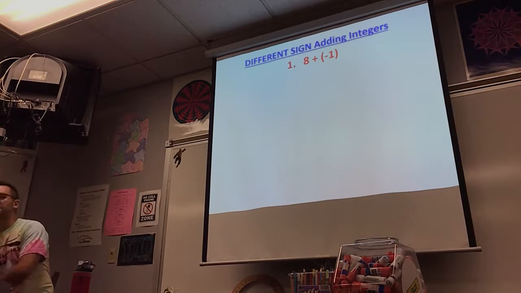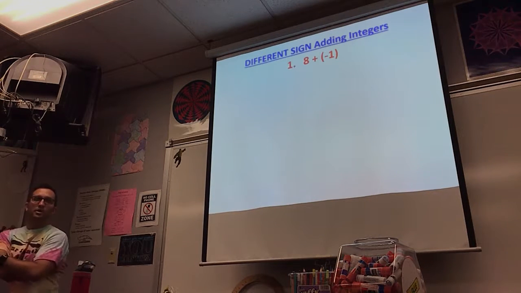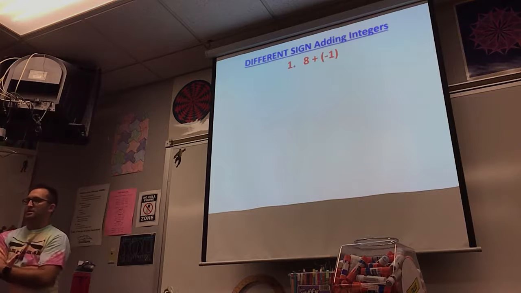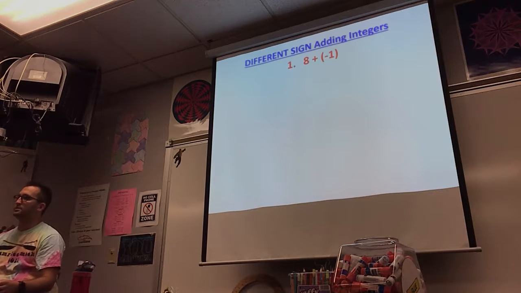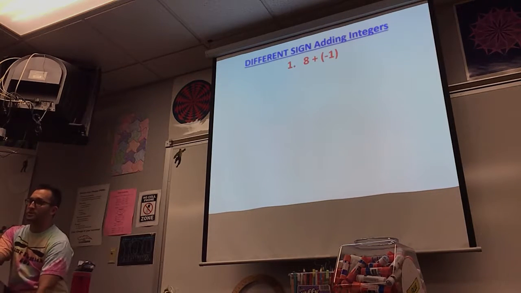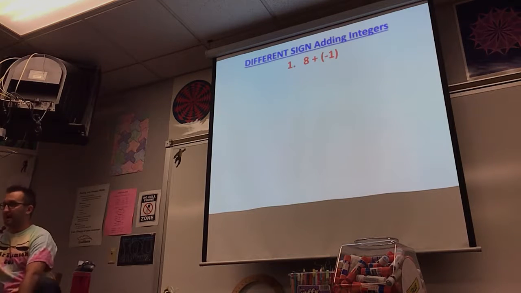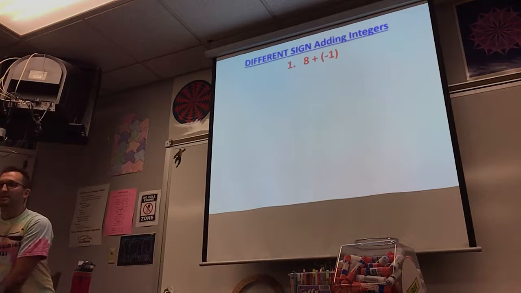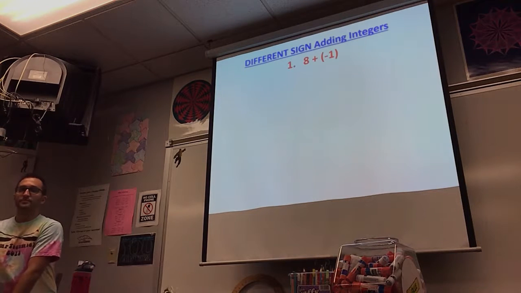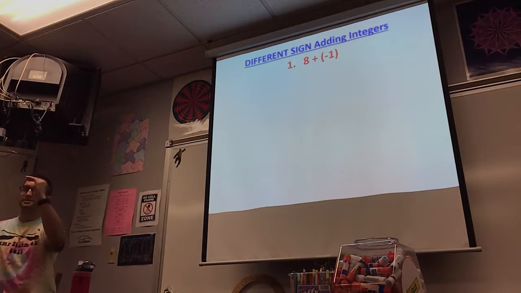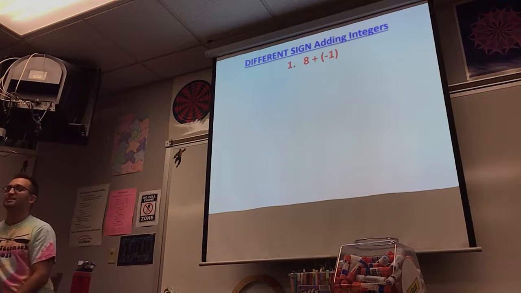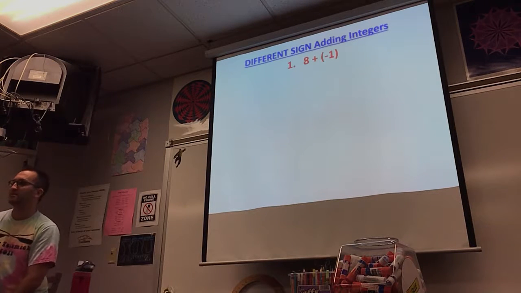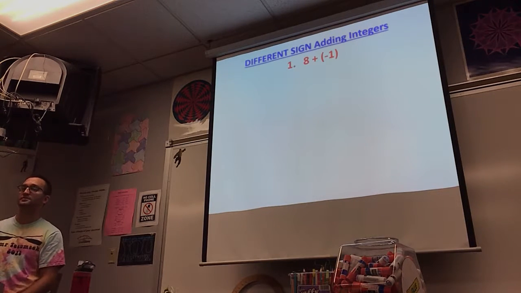Different sign, adding integers. 8 plus -1. Same signs or different signs? So different signs, what do we do? Subtract the two numbers. So we get 7. And then what? Ladies and gentlemen, you literally just wrote it down. It's step 2. Keep the sign of the bigger one. Which one's bigger? 8. So the positive team has more. So our answer is 7.